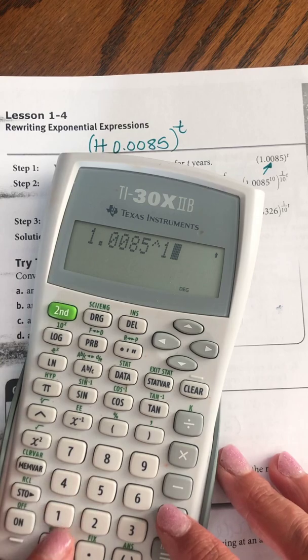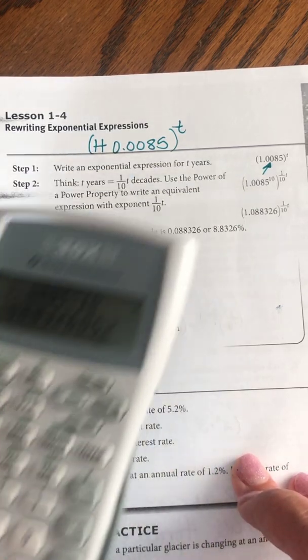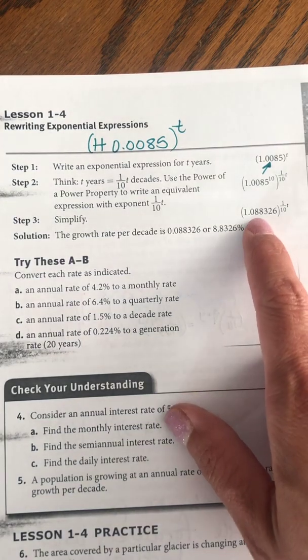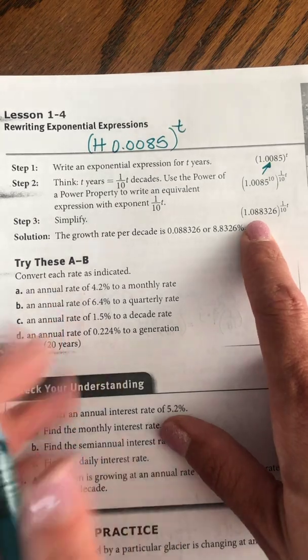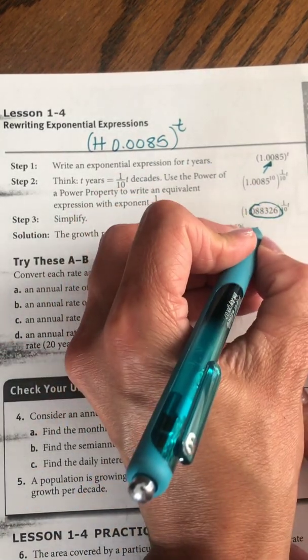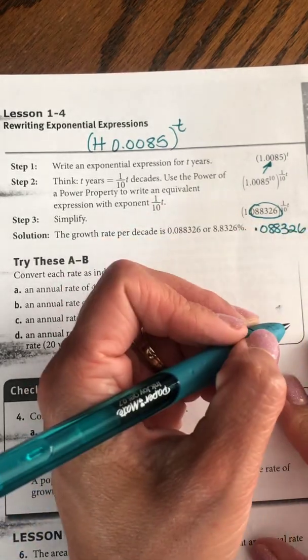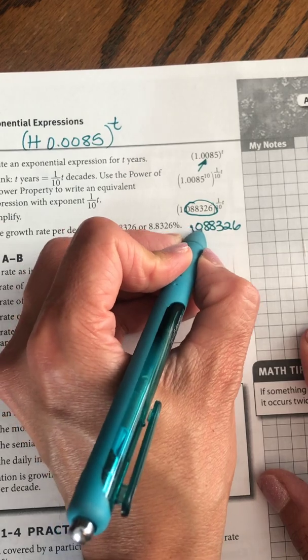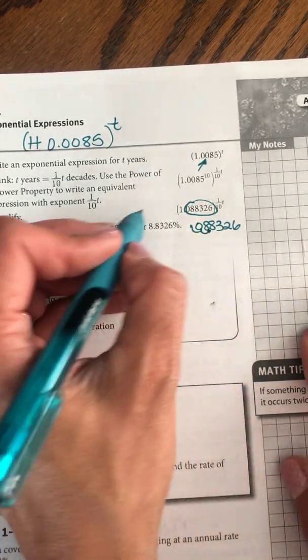1.0085 to the 10th power is 1.0883. And they put 0.088326. Okay, so this number right here is the decimal of the percentage, 0.088326. Remember, we've got to change it to percent, so we have to move the decimal over to the right twice. So that's really 8.8326%.